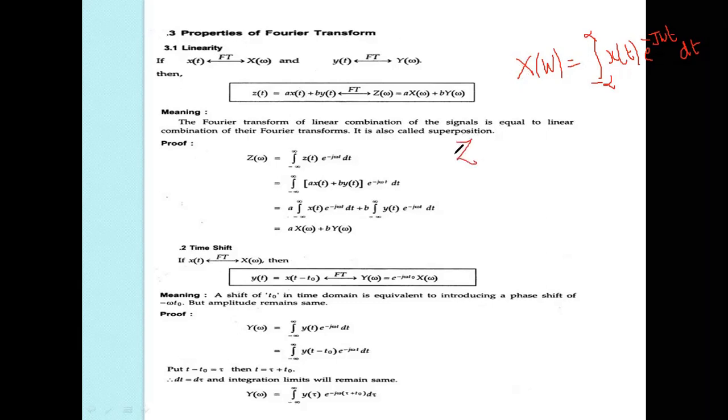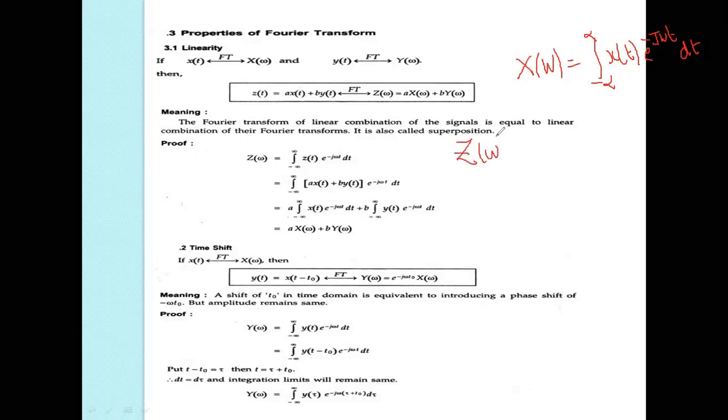So let us take z of omega is equal to integral minus infinity to infinity, z of t, which you can take as a into x of t plus b into y of t, multiplied with e power minus j omega t dt. Got it, my students?